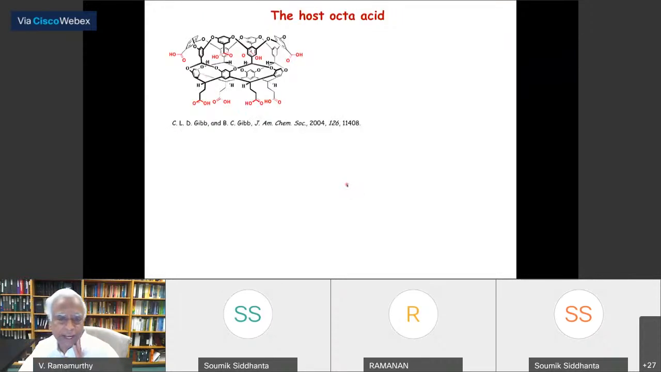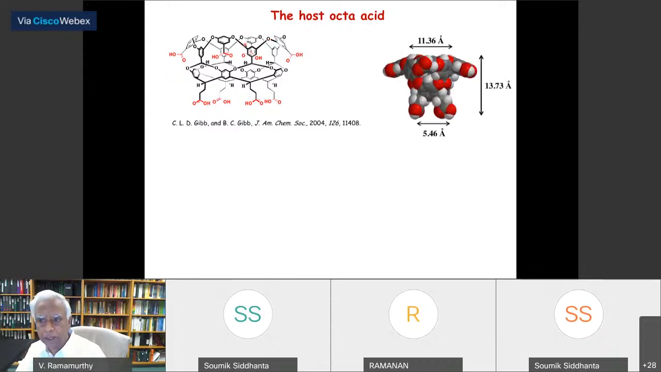Okay, so octaacid. You don't have to be an outstanding organic chemist to figure out why this name. There are 8 acid groups, so it is octaacid. This was made by Bruce Gibb and Corinne Gibb when I was at Tulane in New Orleans. This molecule, just like cyclodextrins and a whole bunch of other things, has a big hole in the middle, and it is water soluble at a pH of 8.7 borate buffer. So if you put this in water, it has the ability to host some other guest molecules inside. That's what we are going to be talking about.